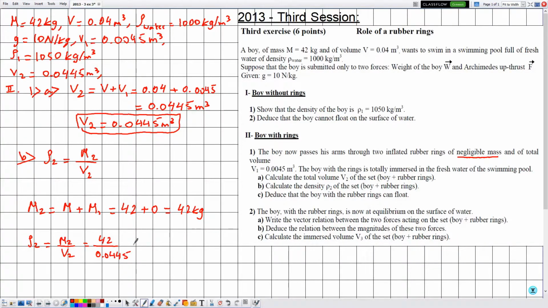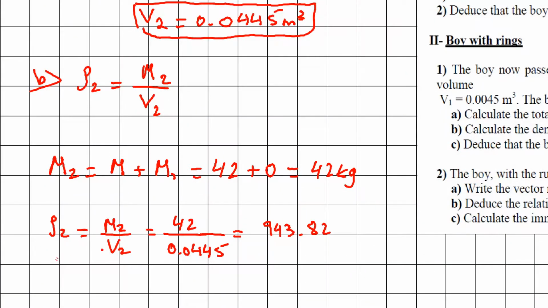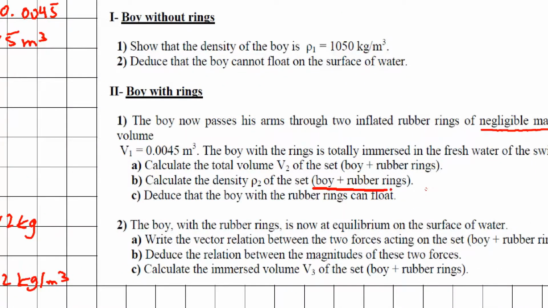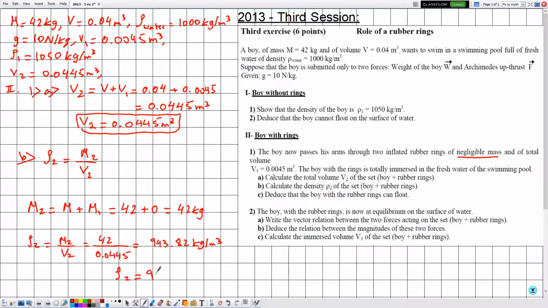Now plugging this fraction on the calculator, the density ρ2 is given by 943.82. Since both M and V are expressed in the SI, the value of ρ2 will be expressed in the SI, which is given by kilogram per meter cube. Then the density ρ2 corresponding to the said boy plus rubber rings is given by 943.82 kilogram per meter cube.